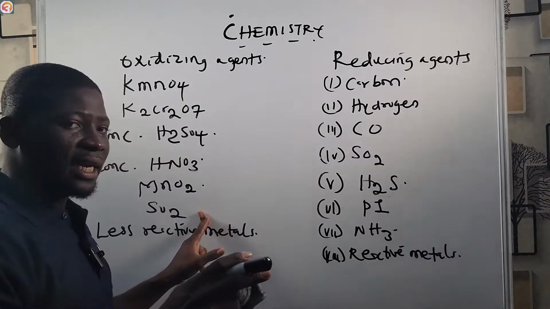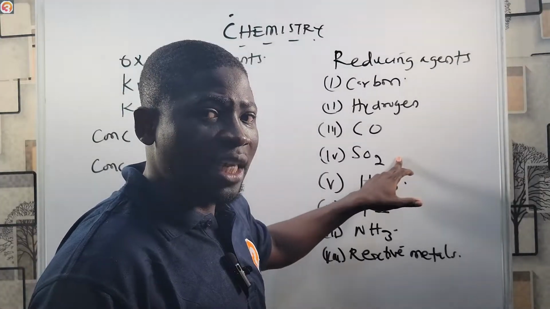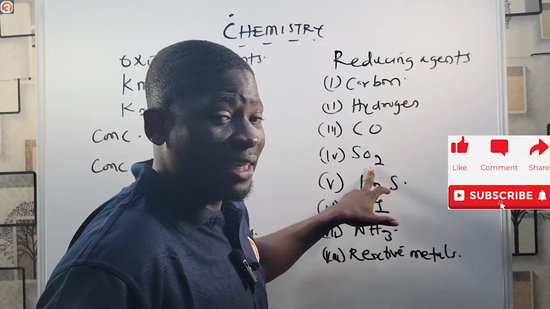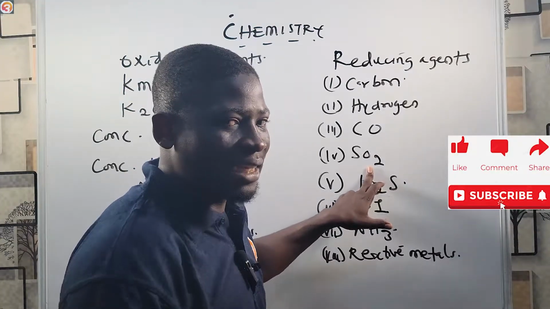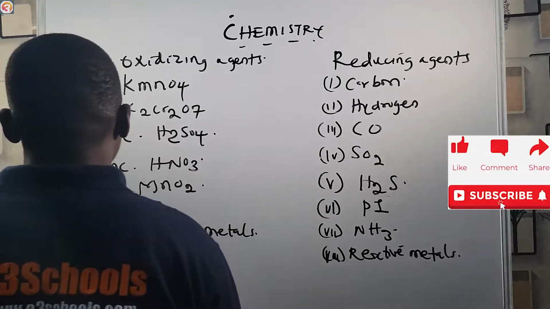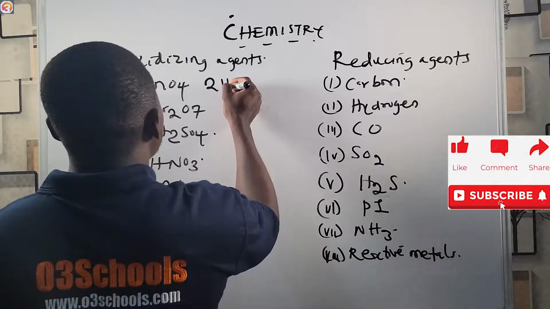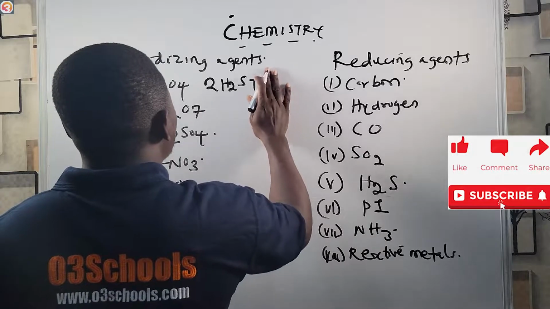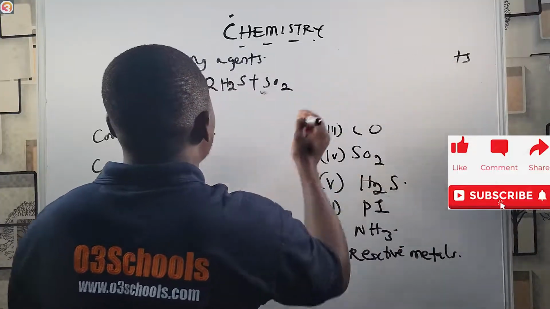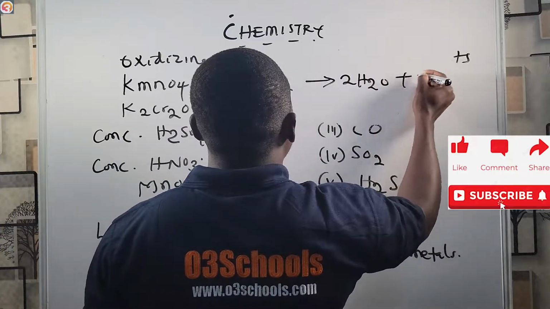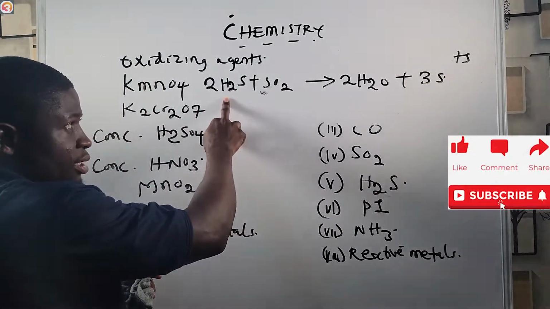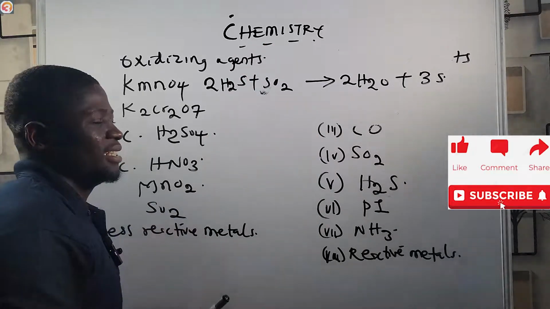Like I've said, the reason is that in the presence of a stronger reducing agent, SO2 will act as an oxidizing agent. Let's see a little reaction to show that. You have 2H2S plus SO2 to give us 2H2O plus 3S. So you can see H2S is the stronger reducing agent, and SO2 here will act as an oxidizing agent.